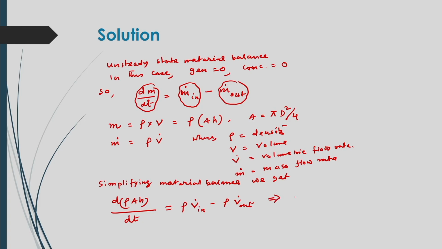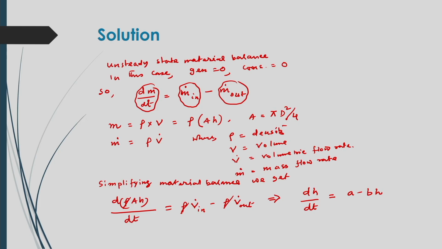which implies dH by dt will be equal to what? A minus BH. Why? Here rho and rho are constant, that is, here it is incompressible flow. So, rho will be constant and it can be omitted from the left hand side and right hand side just by dividing both sides.